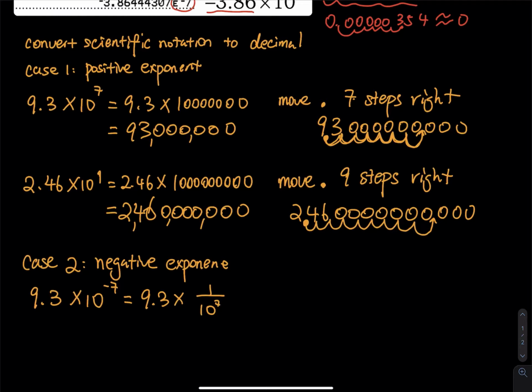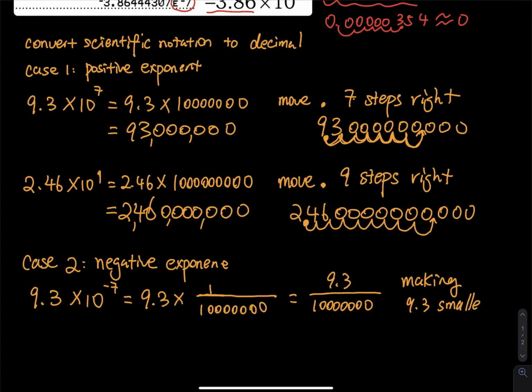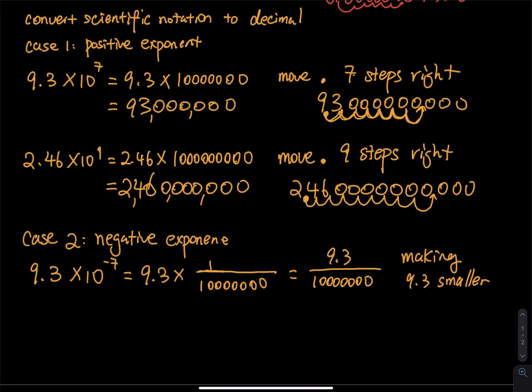So what is 10 to the 7th power? That means you have 1 followed by 7 zeros: 1, 2, 3, 4, 5, 6, 7. So you are taking 9.3 divided by a very large value. What is that going to be? You are making 9.3 smaller. When you do that, you have to move the decimal point 7 steps to the left. Here is how I do it.